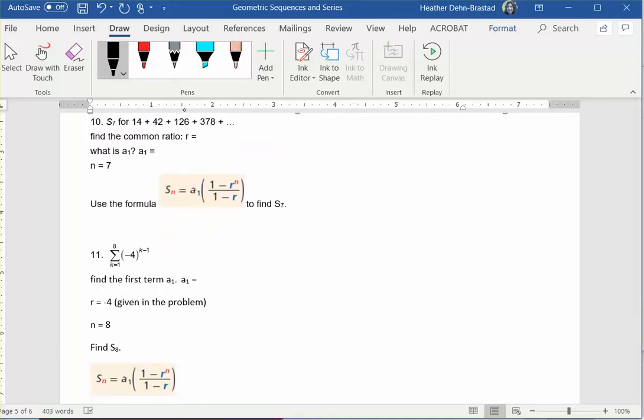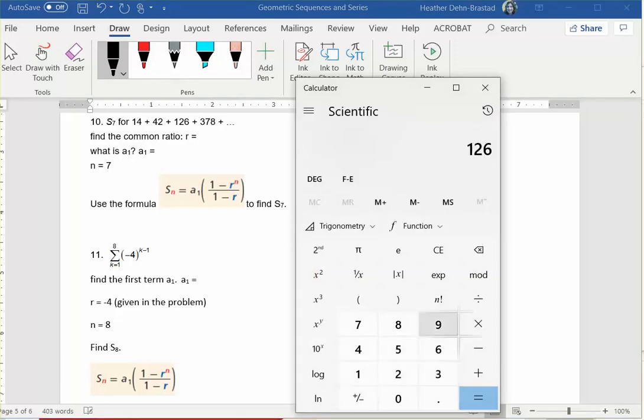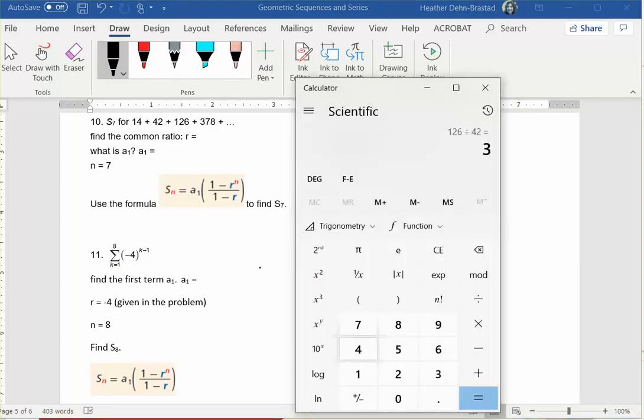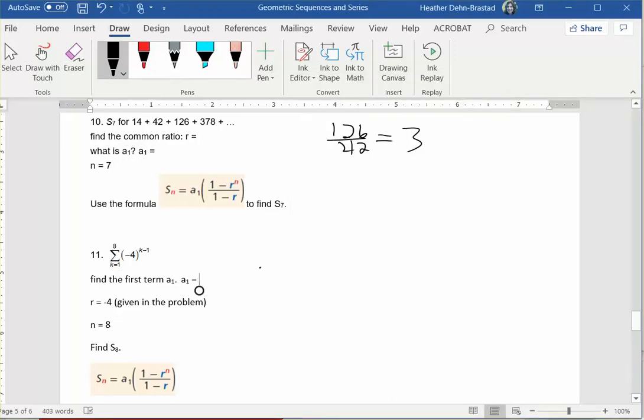So we have to find the common ratio. To find the common ratio, you're just going to take one term and divide it by the term before it. So 126 divided by 42. We can double check that we get that same ratio when we do 42 divided by 14. We should also get 3. Yep, we do. Okay, so the common ratio is 3. What is a sub 1? That's the first term in your series, so in this one it's 14. And they want us to find the sum up to 7, so the first 7 terms.